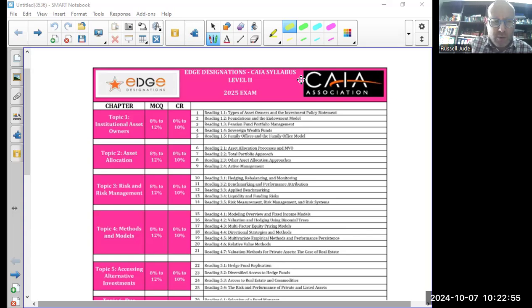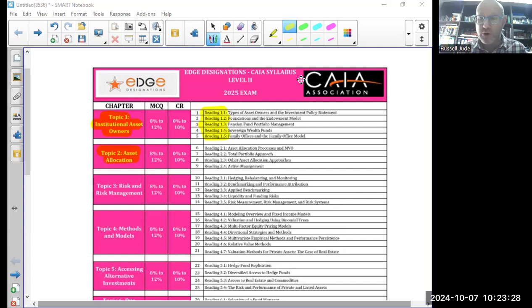Let's get ourselves going straight away. What we notice over here, first and foremost, is that topic number 1, institutional asset owners, is almost a carbon copy of what it was, just that it was not called topic 1 in 2024. In terms of material, it has 5 readings like in the past. No real changes; little LOs change here and there, but nothing to write home about.